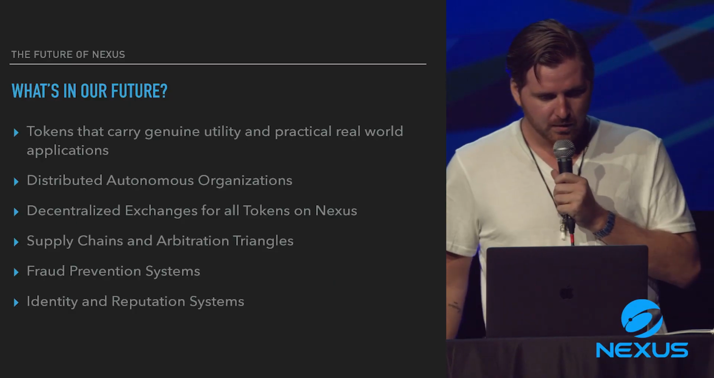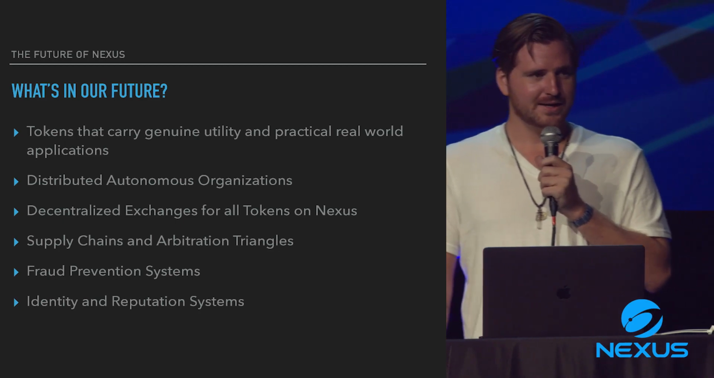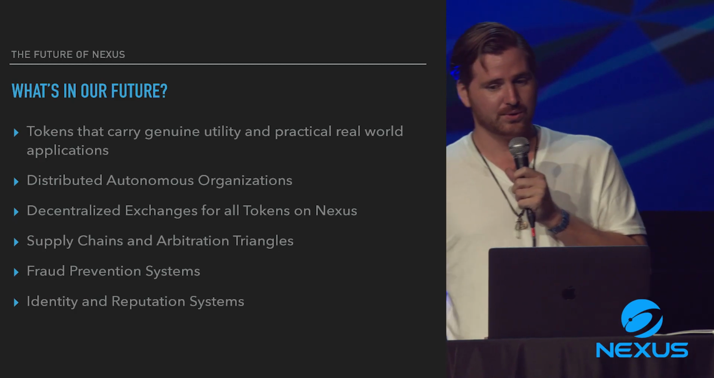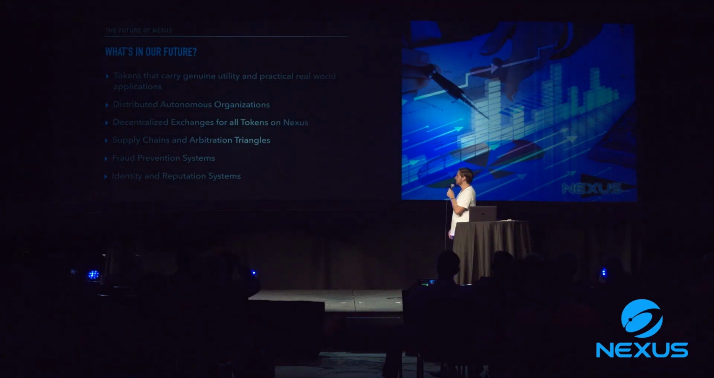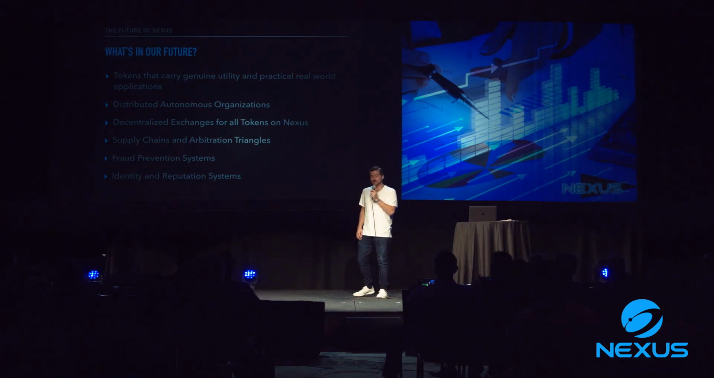So what's in our future? What's in the future of Nexus? Well, for one, as you've just seen here in this demonstration, tokens that carry genuine utility and practical real-world applications. Another one, distributed autonomous organizations. As you know, tokens represent your ability to prove certain things, which means I'm proving my percentage ownership in whatever, which means token votes, DAOs. You can have budget allocation. You can have credits require token proofs from everybody else. That's where you get the true use of a DAO. And then we don't need all this over-complex, hackable code like we've seen.